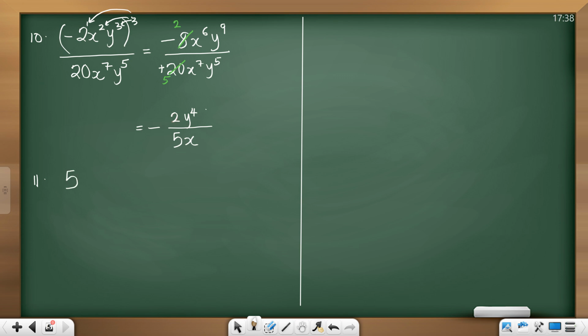Number 11. 5y to the power 4, y to the power 2, everything to the power 0. Once I see a power 0, I don't need to do much work. My answer is 1.